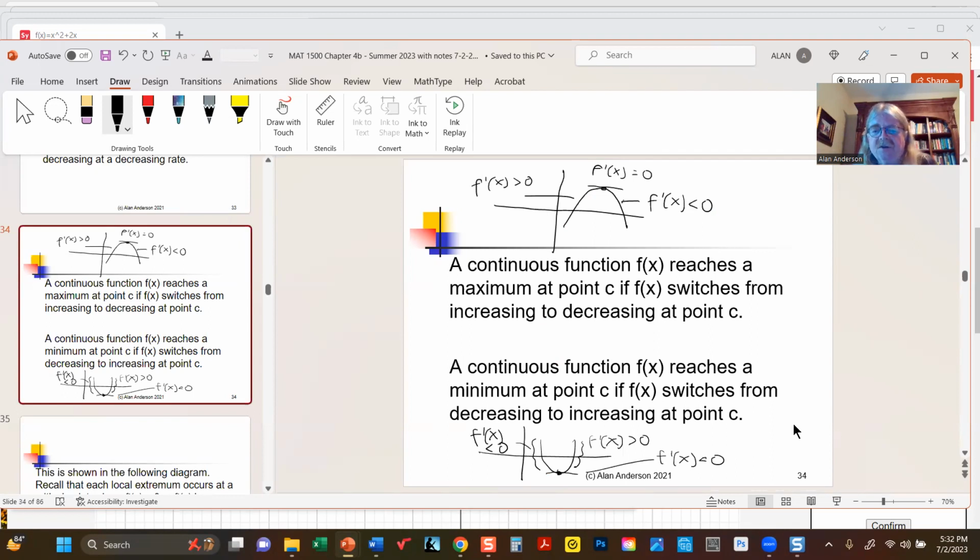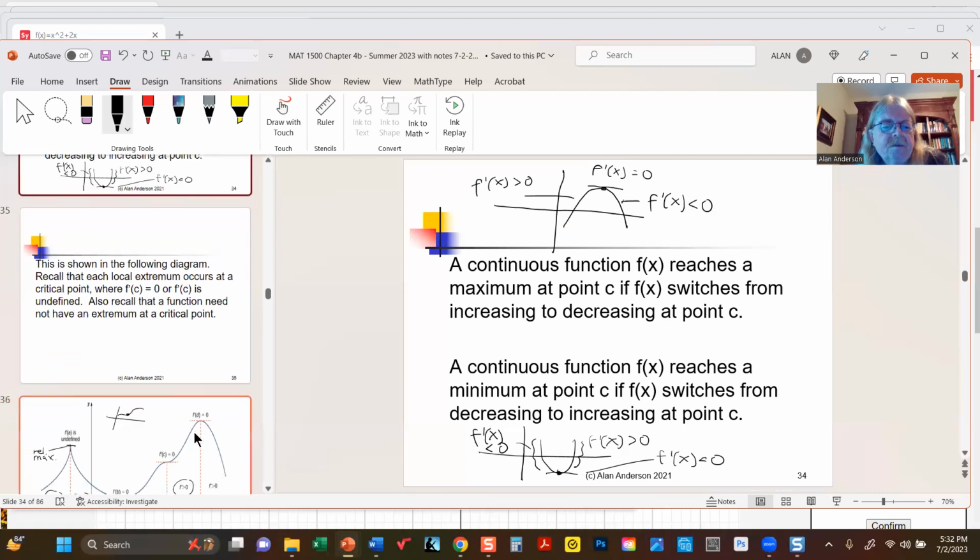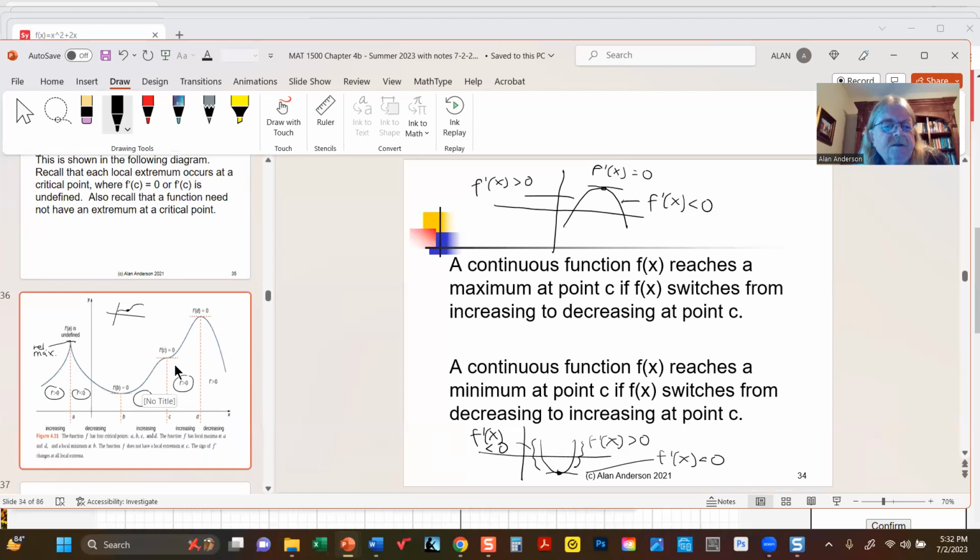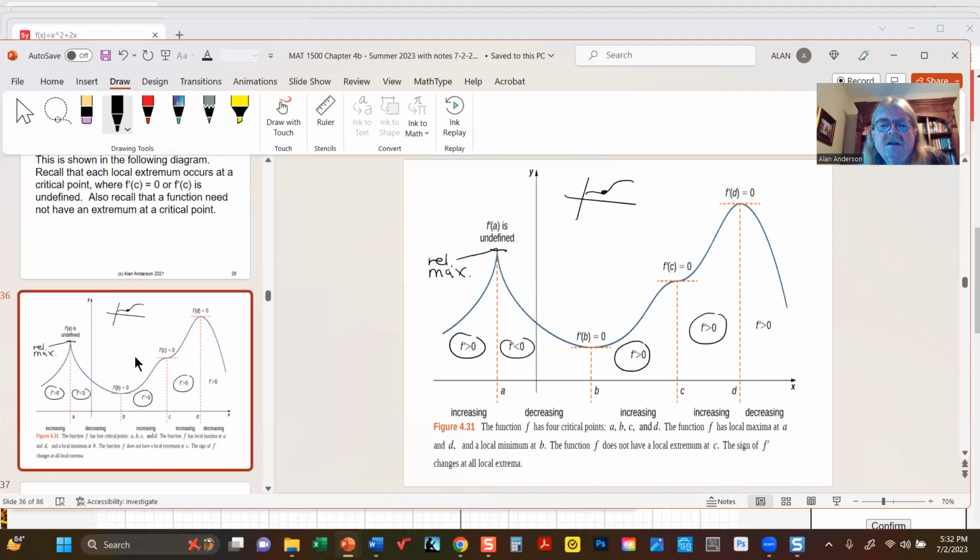And again, it's not the only way to do this, but it's one way, by comparing the slopes on either side of that tangent. And this is all being justified by the mean value theorem. Now let's take a look at this. So look at this function.